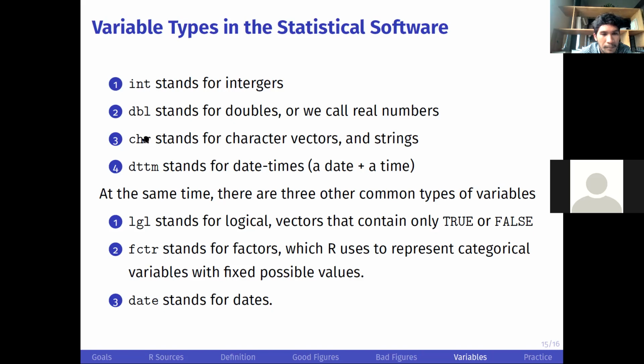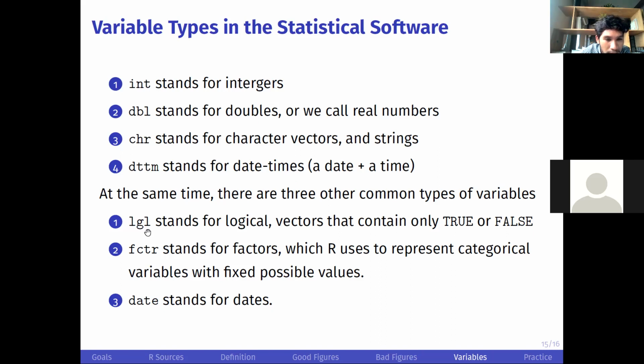And this type stands for a character vector or variable. It's a character like a name, like Dara, or something based on your variable or your objective. And this type of variable is date and time. At the same time, we have three other common types of variables. LGL stands for a logical vector. It means only two values: one is true, and if not true, it's false.